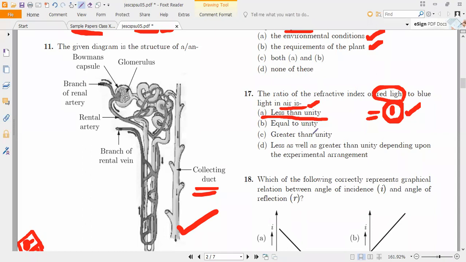Remember that. Sir, can you teach it again, sir? Red light, the speed is much more than the blue light. Yes or no? Yes, sir. So it is faster. Faster in the sense of what? The refractive index will be less, sir. Less than 1. Understanding? Now blue light to the red light means blue light is slower, so what is happening? It is greater than 1. Do you understand?